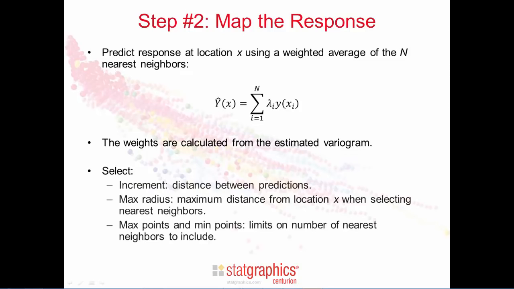There are several quantities we can select. The first is the increment. That's the distance between consecutive locations at which we make predictions. The second is the maximum radius. That's the maximum distance from any location X that we'll consider when we select the nearest neighbors. Finally, we can specify the maximum points and minimum points. That puts limits on the number of nearest neighbors, a minimum number that could be included and a maximum number that could be included when we make our predictions.